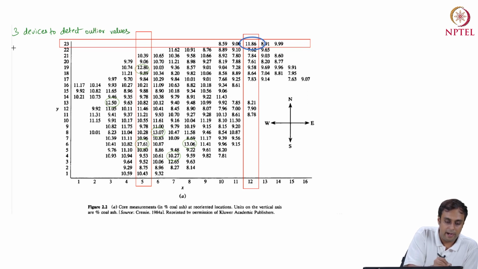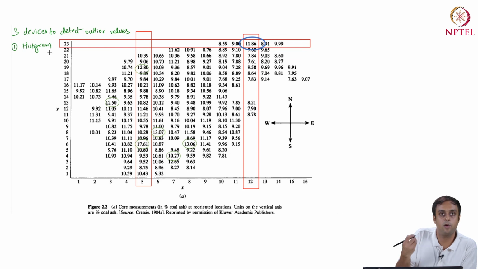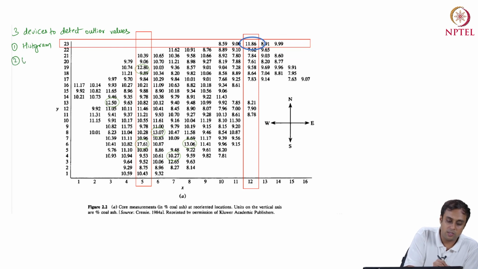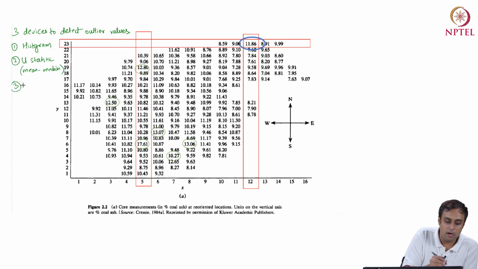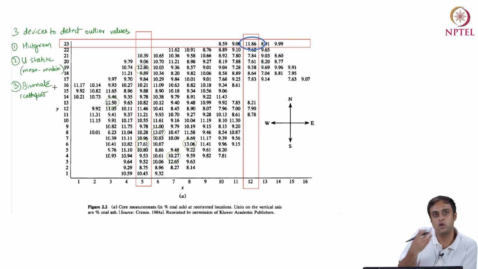values, right? The first device was, I'm just going to call it a histogram. We looked at a stem and leaf plot. The second device was this U statistic, which was based on the difference between the mean and the median, and we did this row wise and column wise. Third is a bivariate scatter plot, which is sort of testing the assumption whether or not the data are locally stationary, right?